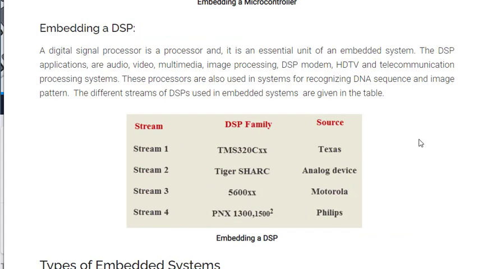Now, the next one is a very important part of the embedded system, and that is the digital signal processor. It's a very essential unit for the embedded system. Now, the DSP applications are the audio, video, multimedia, image processing, DSP modem, HDTV, and telecommunication processing systems. The different streams of DSPs used in embedded systems are given below.